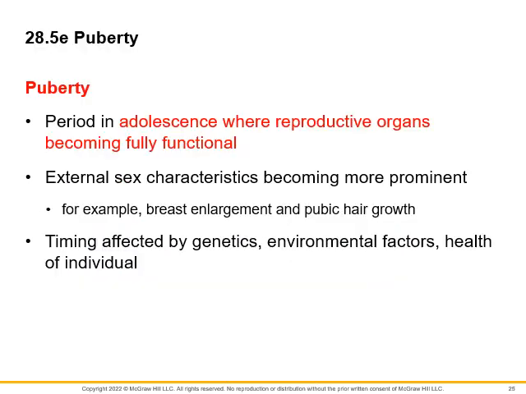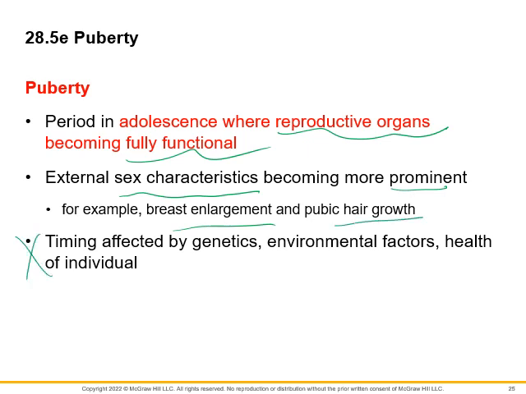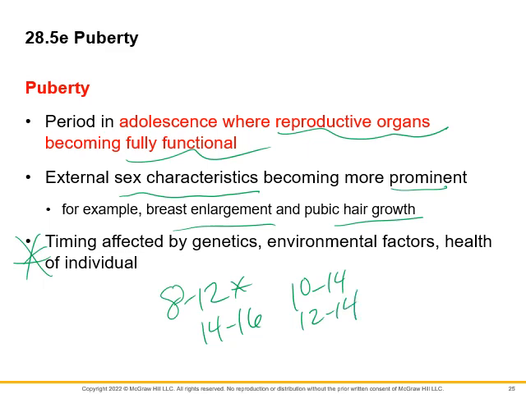So definition of puberty: adolescence where reproductive organs become fully functional, right? External sexual characteristics become more prominent, breast enlargement, pubic hair growth. The timing of this can be affected by genetics, environmental factors, health. I think for females, you'll see 8 to 12. This used to be a little bit higher, right? 14, 16. And then I think for males, it's 10 to 14, 12 to 14. I'd have to double check that.